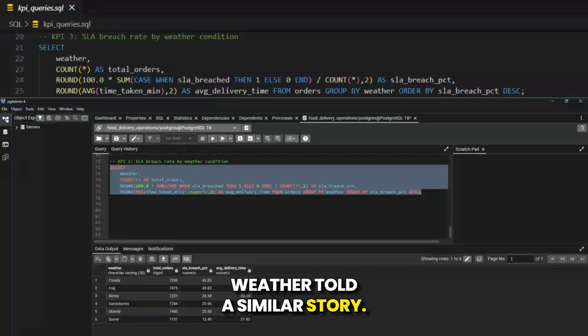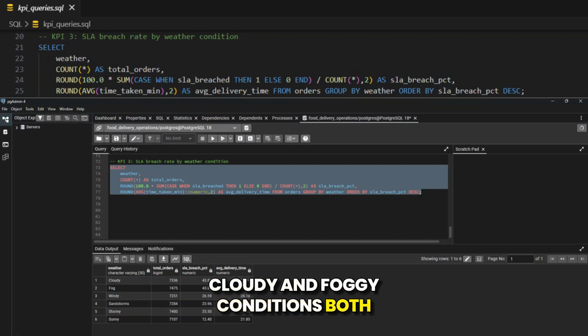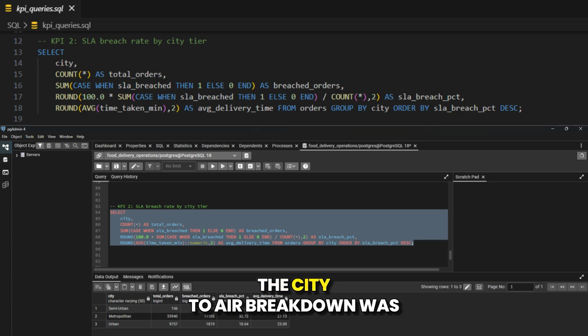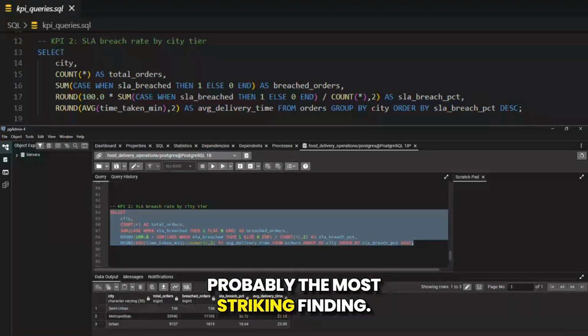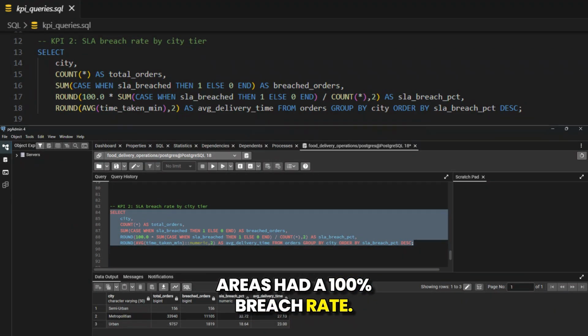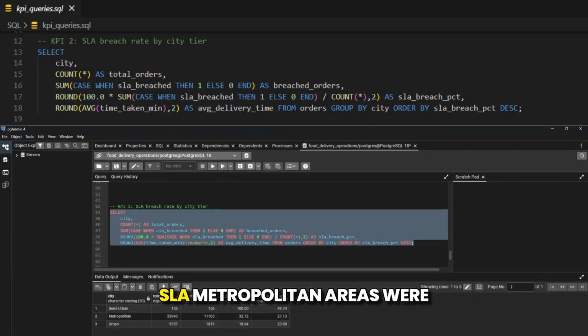Weather told a similar story. Cloudy and foggy conditions both came around 43 to 44% breach rate, significantly higher than sunny weather, which is around 12%. The city tier breakdown was probably the most striking finding structurally. Semi-urban areas had a 100% breach rate across 156 orders. Every single semi-urban order failed SLA. Metropolitan areas were at 32.7% and urban at 18.6%.